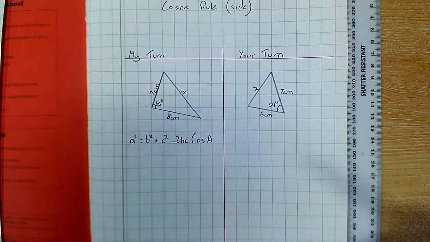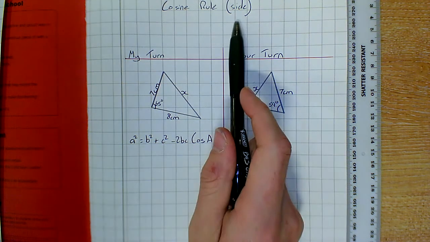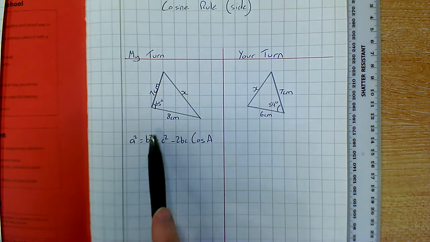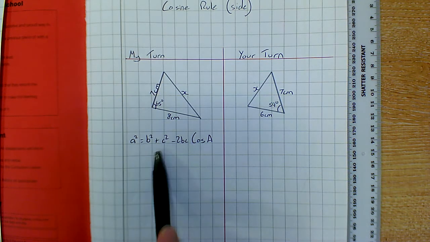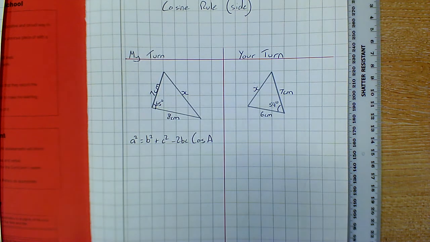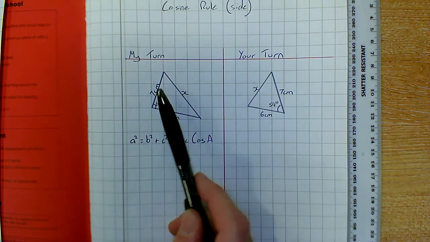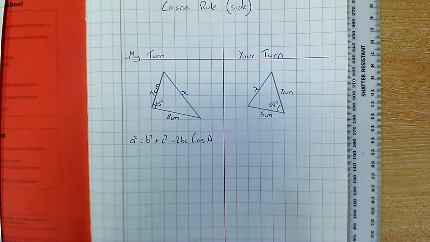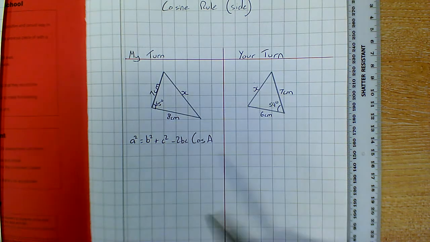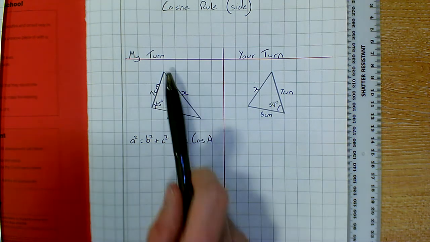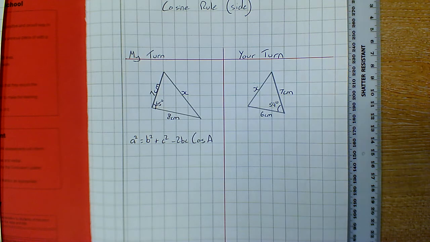So this is the cosine rule to find a missing side. Okay, and the rule is a squared equals b squared plus c squared minus 2bc cos A. And the reason we need the cosine rule, if you look at the triangle that we've been given, we've got one side of 7 centimeters, another side of 8 centimeters, and the angle in between is 65 degrees. And we're asked to find side x, which is the other missing side there.